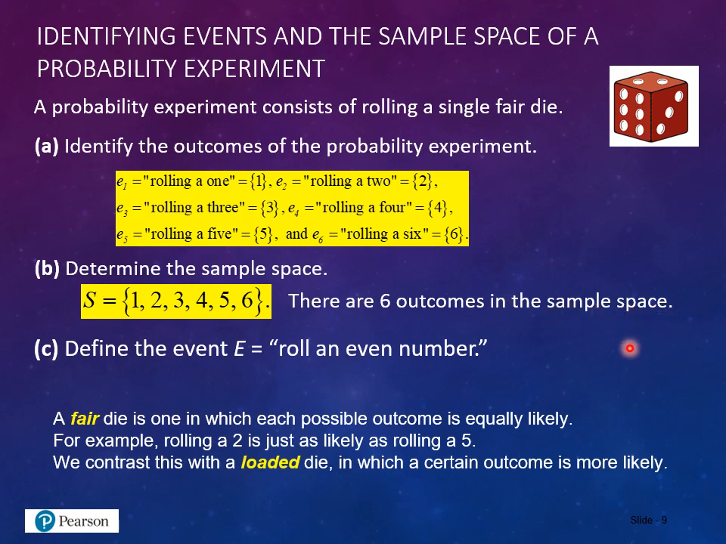So define the event E, which is to roll an even number. So event E is rolling a single fair die and getting an even number. And so the even numbers that are on a fair die, when we look back at the sample space for just rolling a die, we can see that we have 2, 4, and 6. So our event E has the outcomes 2, 4, and 6 in its sample space.